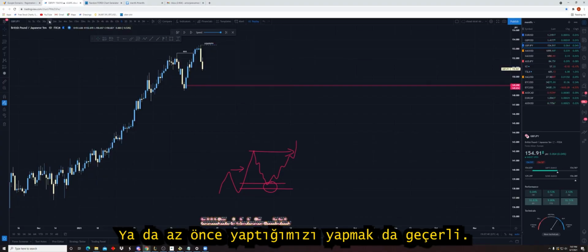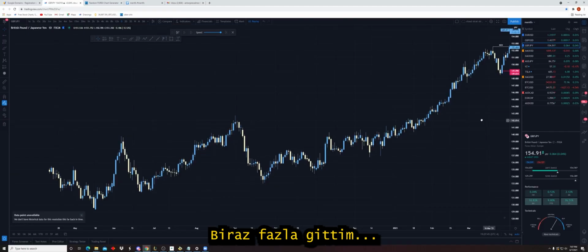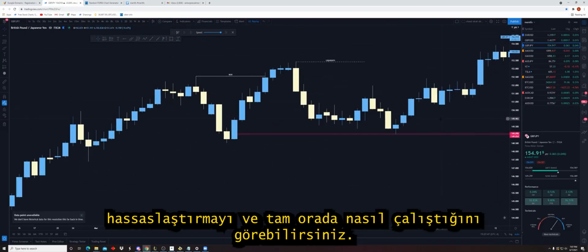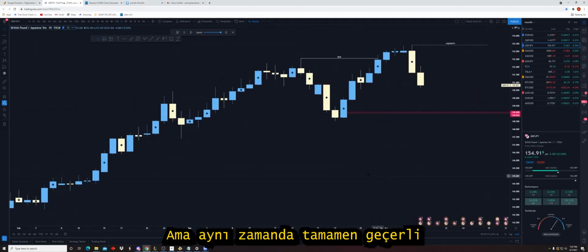Or it's also valid to do what we did just now. Whoops, sorry, we went a little bit too far. You can see the refinement and how it worked right there, but we're gonna go and take a look at this. But it's also fully valid, right, at the same time.